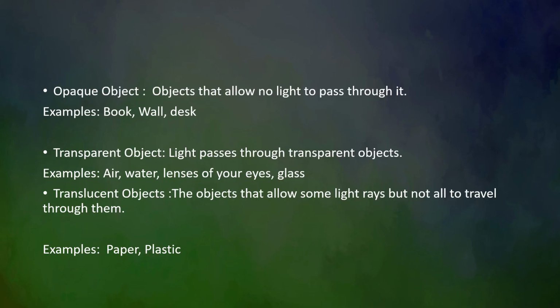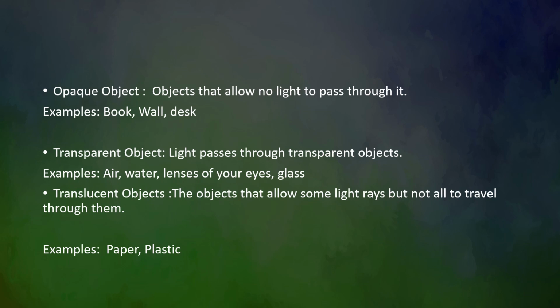Now let's move to the objects: transparent, translucent and opaque objects. You can see some objects that block the light, like the wall of your room. If all the sides of the room are closed with a wall, no light will pass through it. This kind of object is called an opaque object, which does not allow light to pass through it. Some examples are a book, wall, desk or any solid thing.